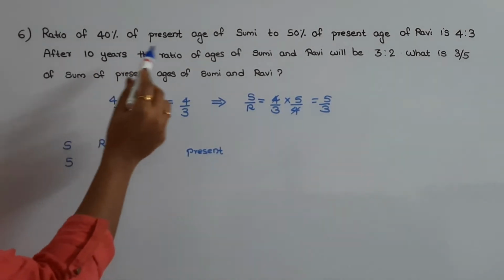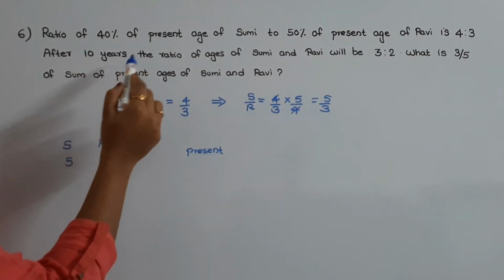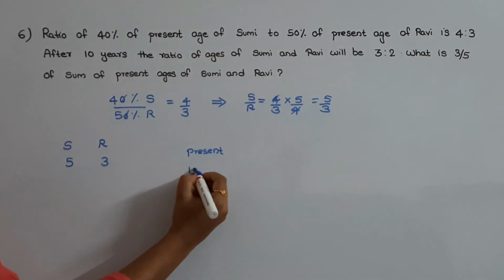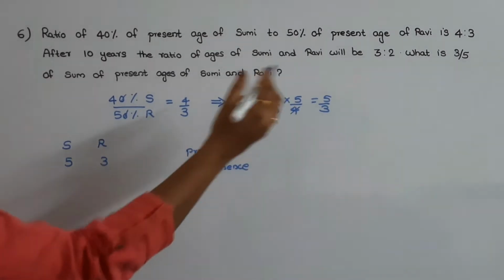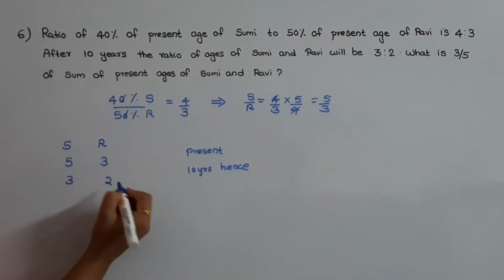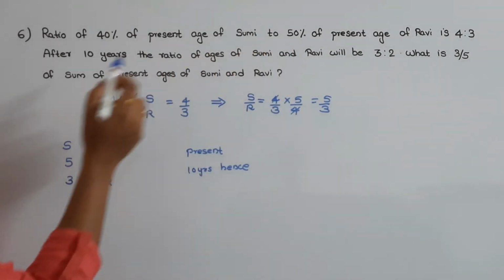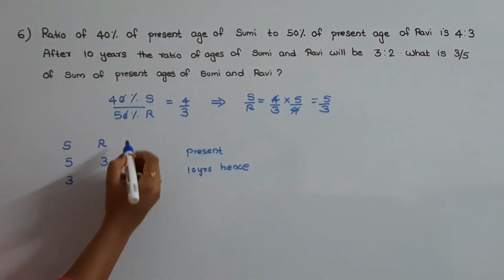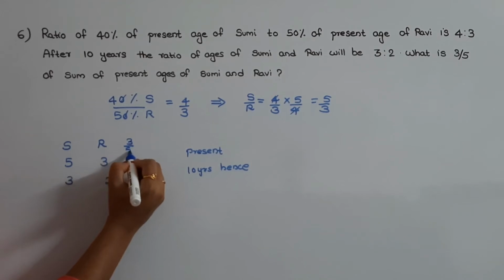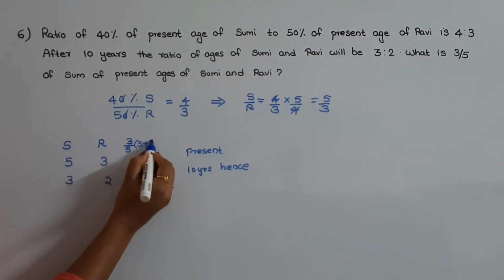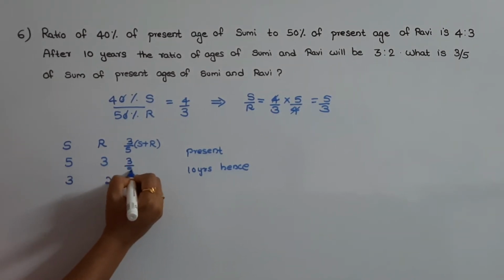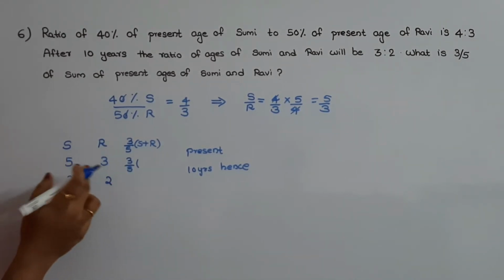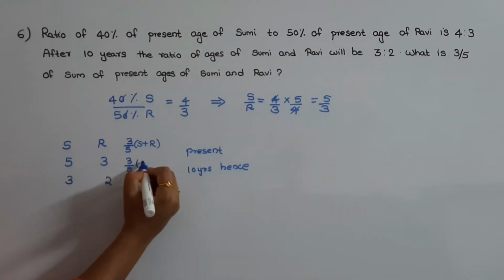They have also given the ratio of their ages 10 years hence as 3:2. So, 10 years hence the ratio of the ages is 3:2. We need to find 3/5 of the sum of their present ages. So, what is 3/5 of the sum of their present ratios of ages? That will be 3/5 of 5 plus 3, that is 8.